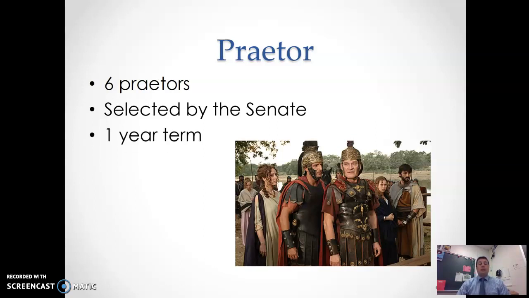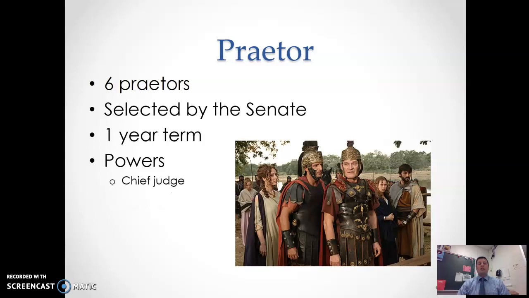1-year term, again, limiting the power of the Praetors to ensure that no one person can gain too much power. The problem is that's going to change in times of war. There's eventually a stipulation put in. You don't want to constantly be changing quarterbacks in the middle of a game. You don't want to be changing generals throughout the course of maybe a 5-year conflict where the plans are changing from time to time. So there are contingencies that are eventually put into place.